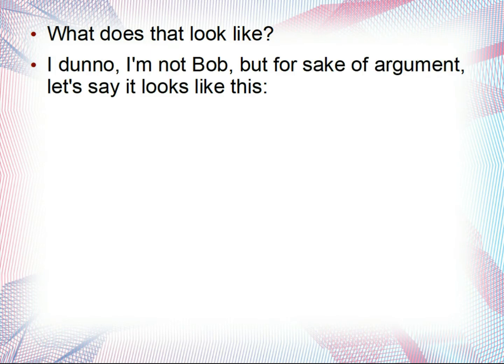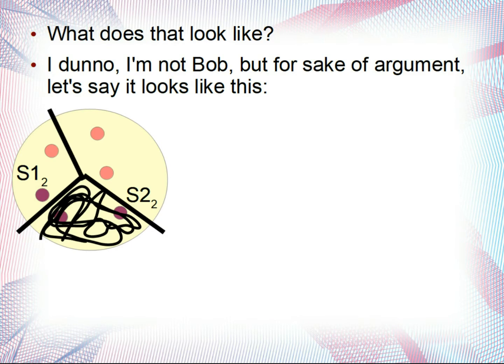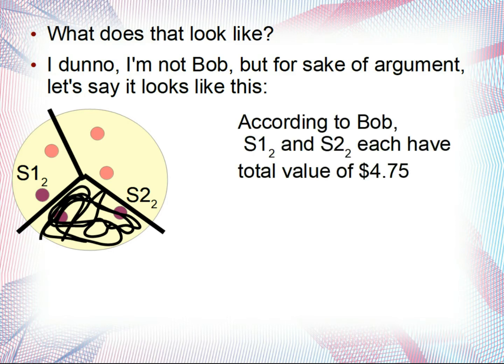So what does this look like? Well, I'm not sure because I'm not Bob, but for sake of argument, let's say that the picture is going to look like this. So I've moved the top line to make slice 1 and slice 2 different sizes. And since they are different from the original slice 1 and slice 2, I have given them both little subscript 2's. So according to Bob, slice number 1 version 2 and slice number 2 version 2 each have a value of $4.75. So he will be happy with either piece.